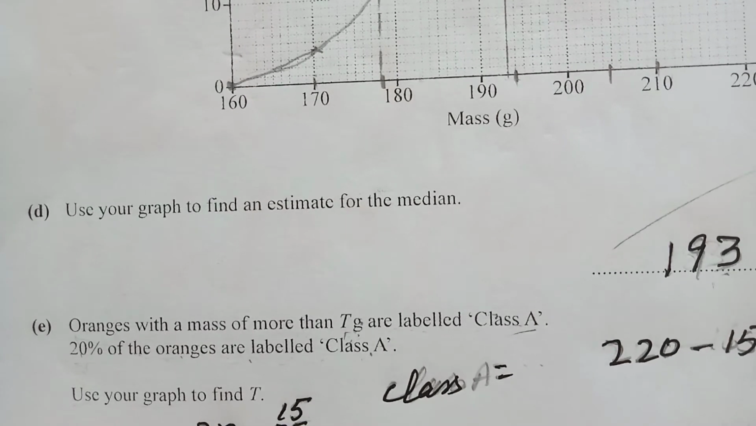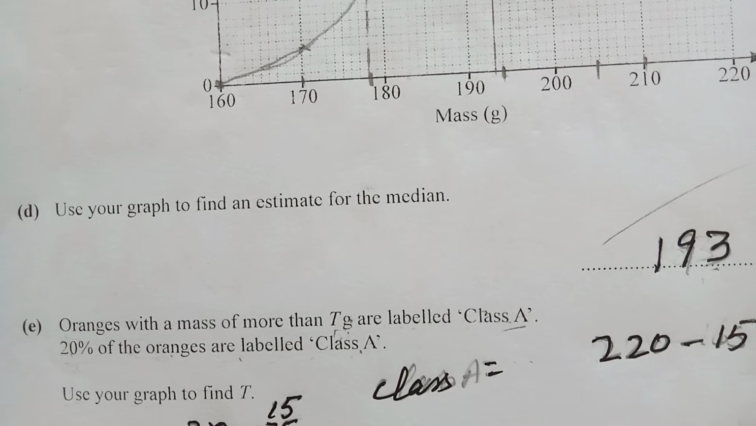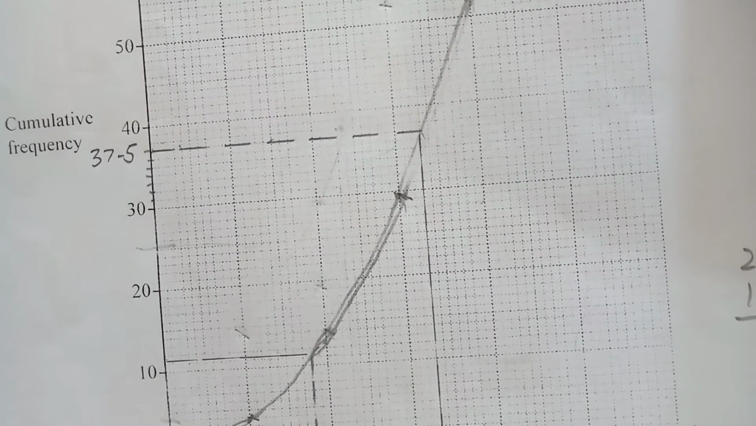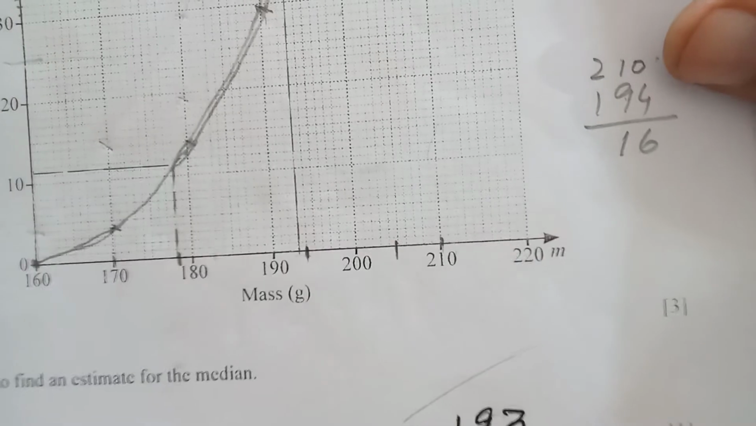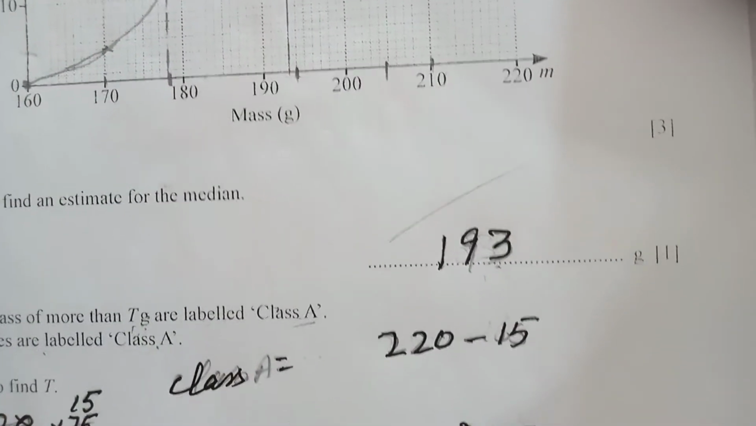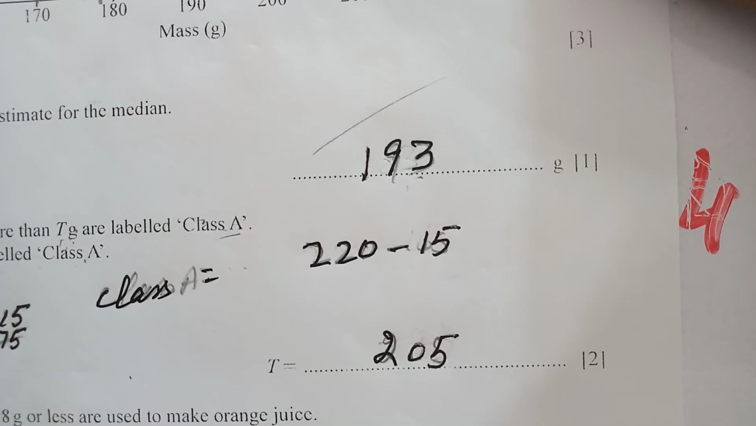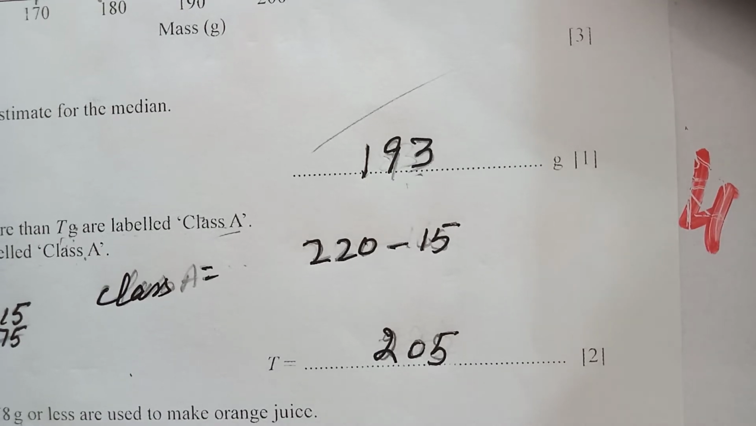In part D, he asked: use your graph to find an estimate for the median. The median is 50% of the frequency. You can see I have written 37.5, against that I have dotted the line, and opposite this your answer will be 193.